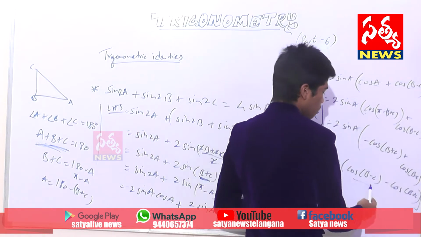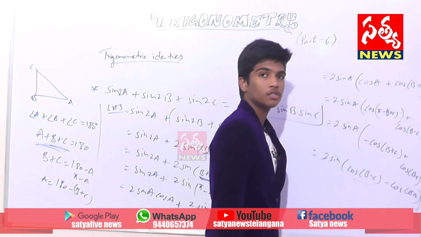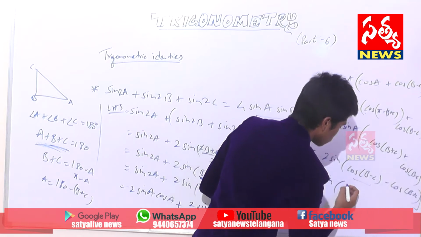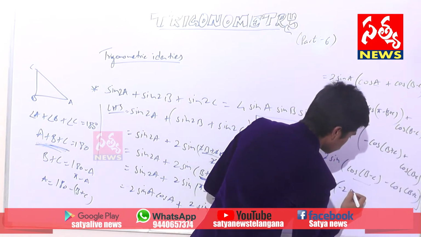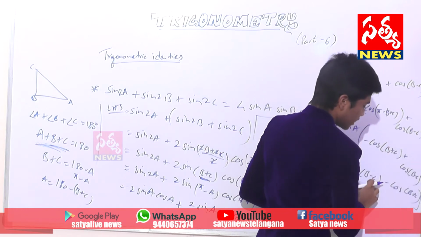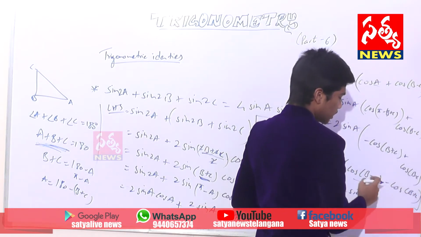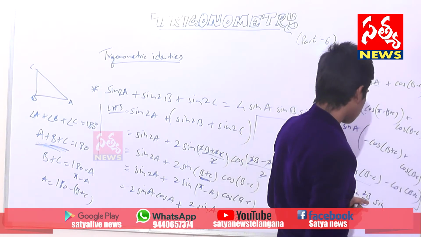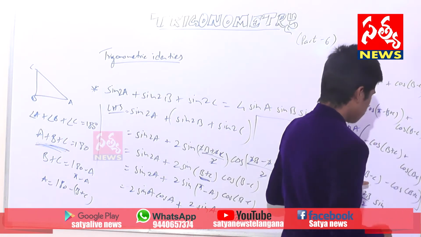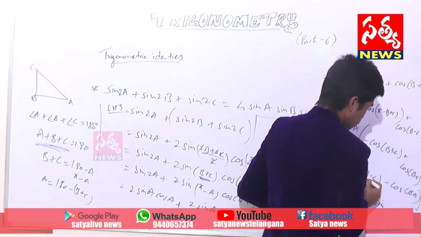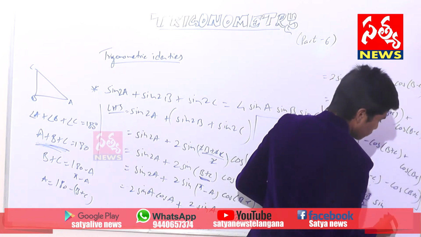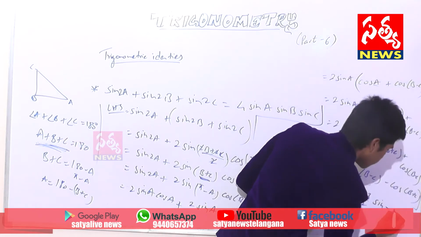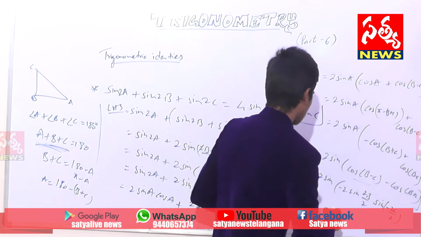Now see here, we had a formula cos C minus cos D, which is minus 2 sin of (C plus D) by 2 into sin of (C minus D) by 2. So 2 sin of (C plus D), that is (B minus C) plus (B plus C). C gets cancelled and we get 2B by 2, and next is sin of (B minus C) minus (B plus C). B gets cancelled and we get minus 2C by 2.